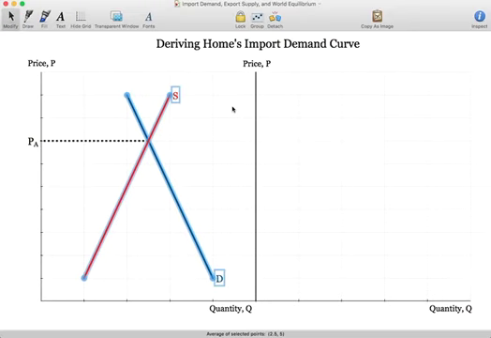If the world price happens to be equal to the equilibrium price in this home country, there will be no demand for imported goods, because at that price the domestic suppliers are producing the exact amount that domestic demanders want. So at this particular price we could transfer this over as this point right there.